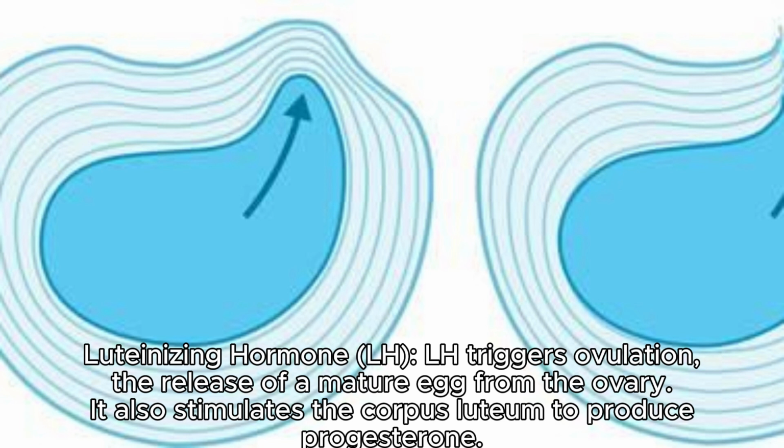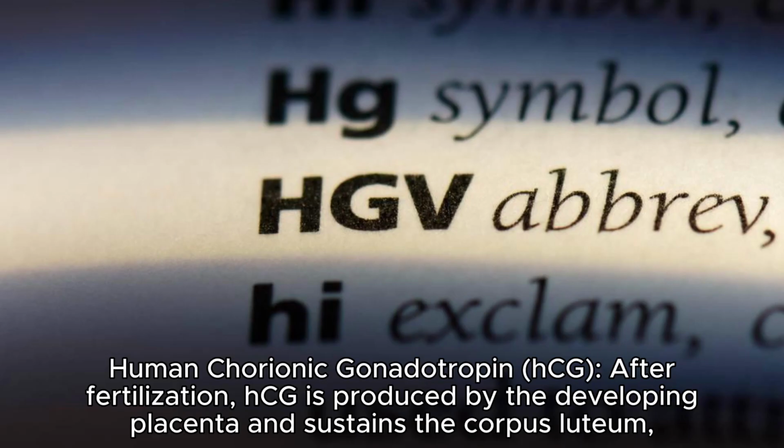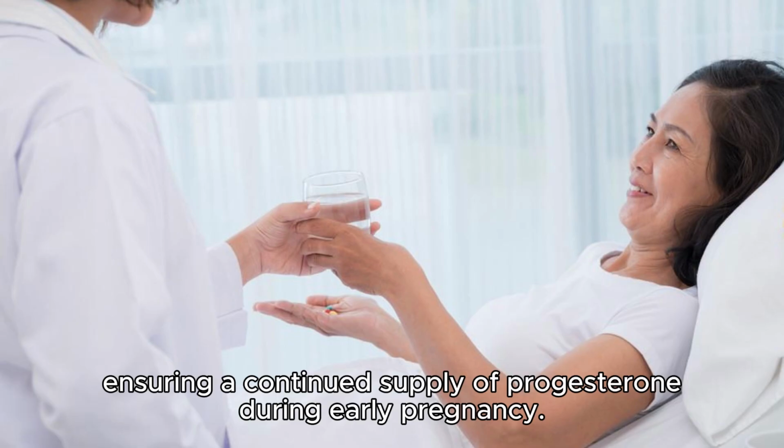It also stimulates the corpus luteum to produce progesterone. Human chorionic gonadotropin, HCG. After fertilization, HCG is produced by the developing placenta and sustains the corpus luteum, ensuring a continued supply of progesterone during early pregnancy.